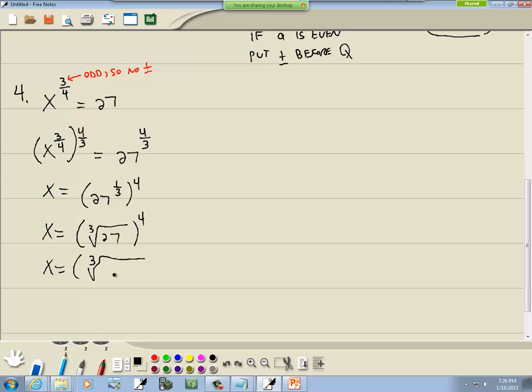27 is 3 times 3 times 3, which works out well because our index is 3, so we're looking for a set of 3 of something. We have 3 3s, so they come out as a single 3. So we got x is equal to 3 to the 4th. 3 times 3 is 9, times another 3 is 27, times another 3 is 81. So that'd be your answer. We'd have to check it, but it actually does work. Because remember, when you raise both sides to a power, you have to check your answers.